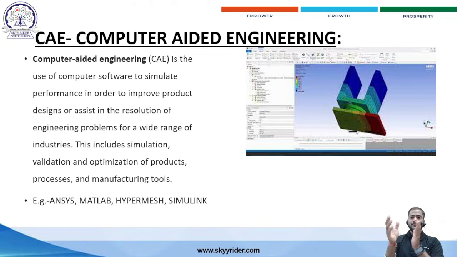Here computer aided engineering means analyzing things. There is a lot of software nowadays, ANSYS, MATLAB, Hypermesh, Simulink, which are this type of analyzing software. So here we can analyze things and program accordingly. NX and CATIA also provide CAE, but they do not provide this much configuration, this much strength. So ANSYS, Hypermesh, Simulink and MATLAB are the pure CAE software.